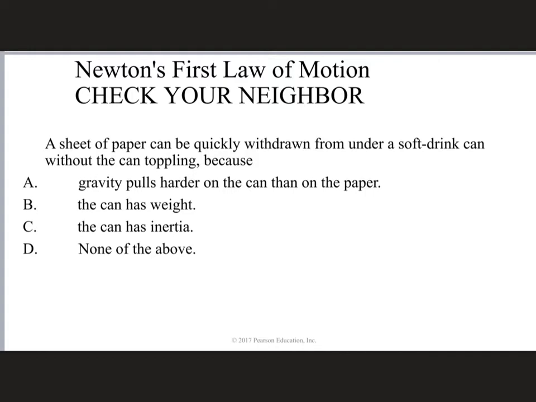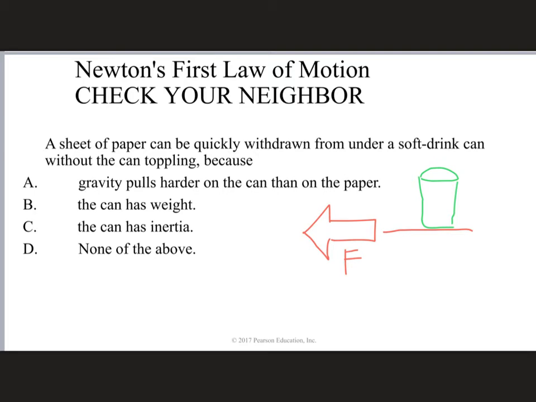It says a sheet of paper is quickly withdrawn from under a soft drink can without the can toppling. How does that happen? So I've got this can here. It's a Mountain Dew or whatever, and there's a sheet of paper underneath it, and if I grab the paper and I pull it with a force, that can is just going to sit there, just like the stuff on the table before. What is it that allows it to do that?